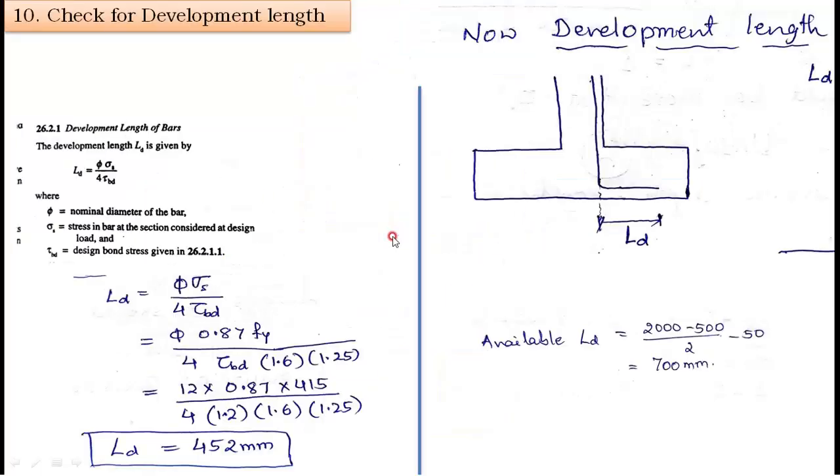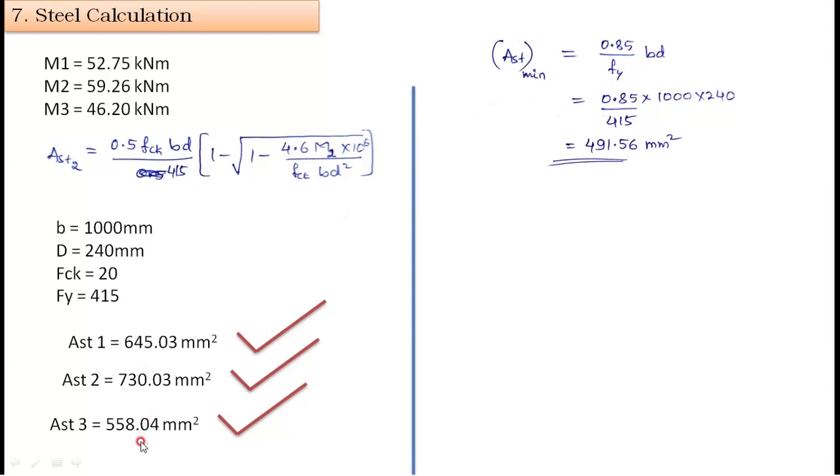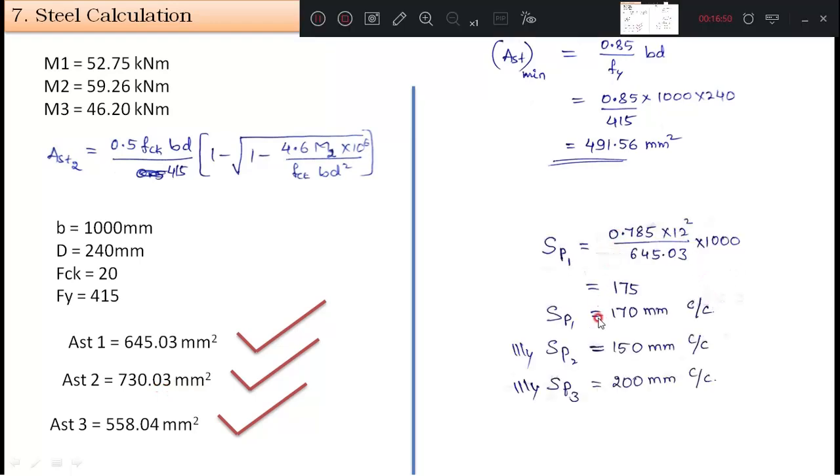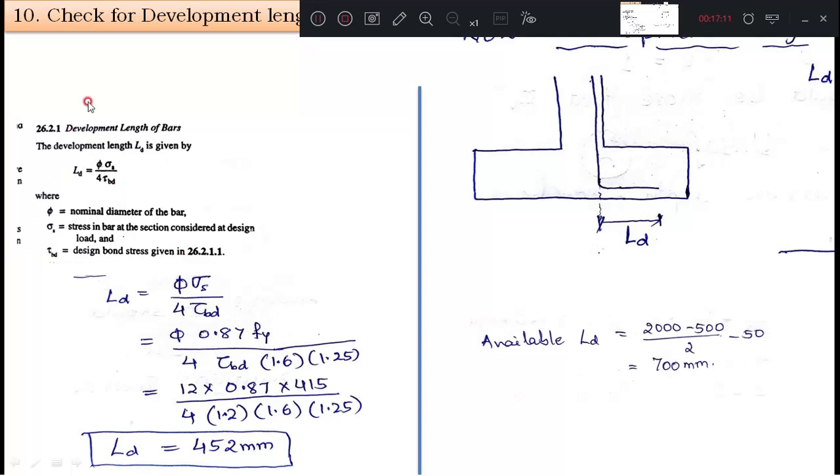Then based on these AST, you calculate spacing, that is, consider a 12 mm diameter bar and calculate the spacing. That is 0.785, which means pi by 4, into d square, divided by total AST, into 1000. For the first AST I got 170 center to center. For the second AST, 150 center to center. For the third AST, 200 center to center.